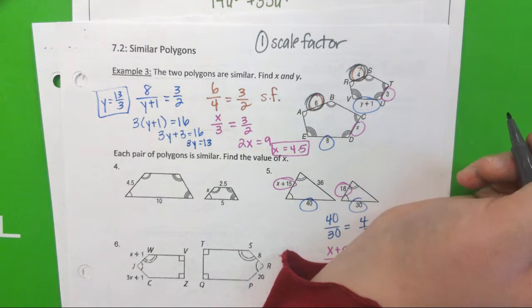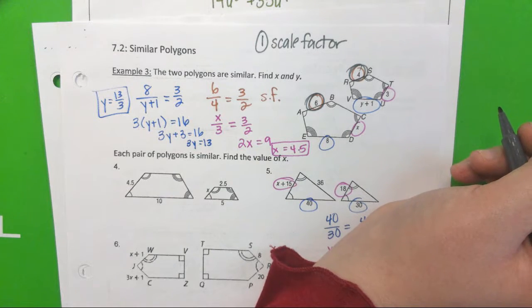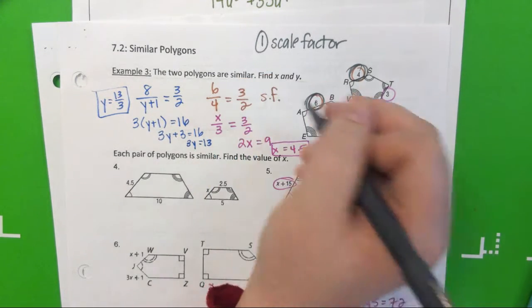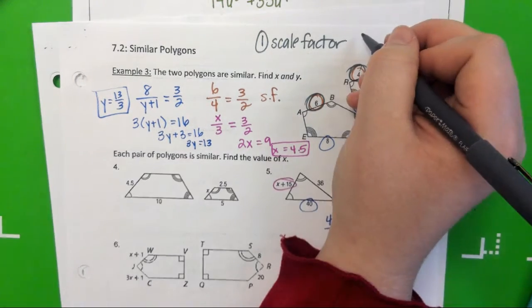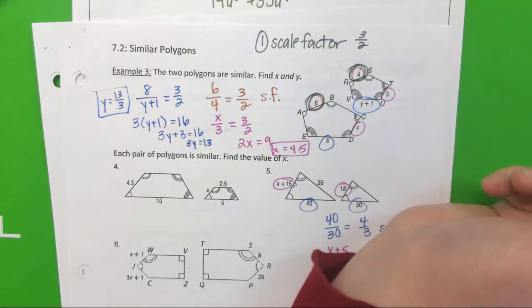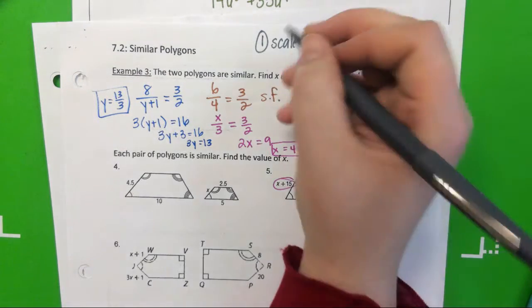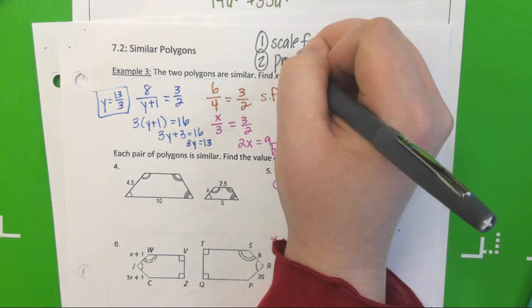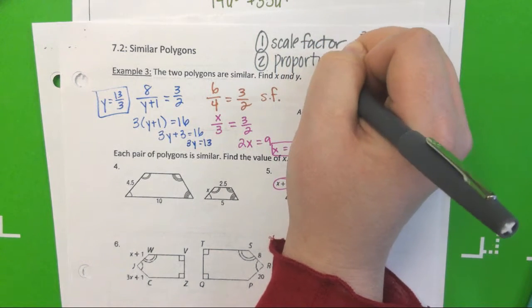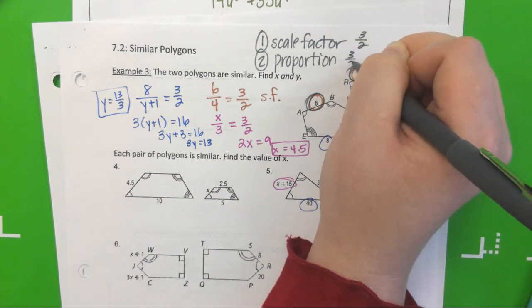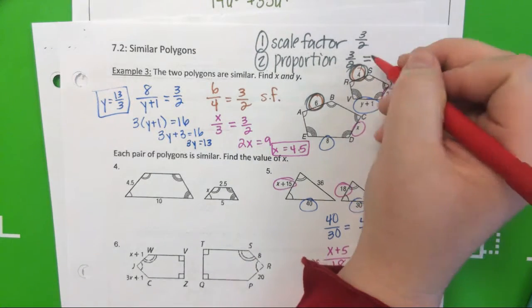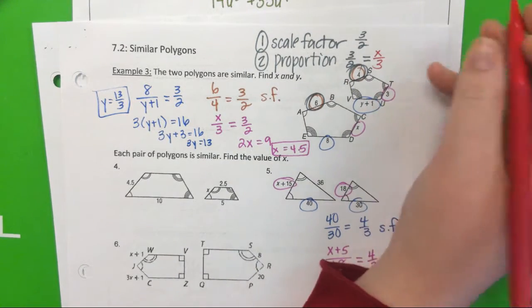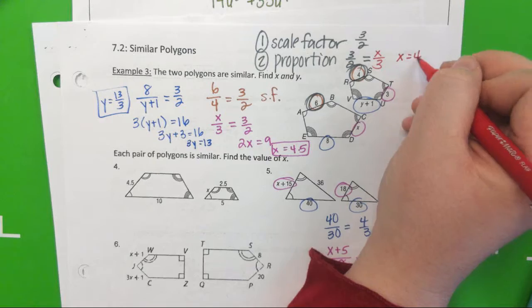If you don't like fractions and you don't want to reduce them, if you leave it at 6 over 4, you're still going to end up getting the right answer. So the first thing we did was find the scale factor. For us, it was 3/2. The second thing we did is we set up a proportion. We did our scale factor equal to some other fraction. And that's when we did x over 3, and we solved and got x equals 4.5.